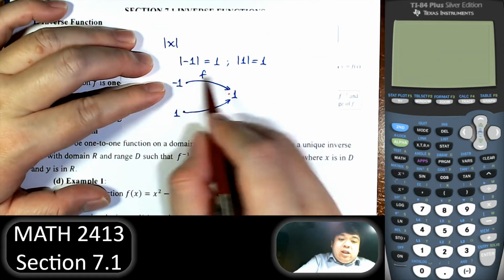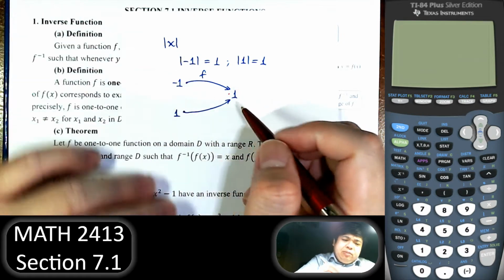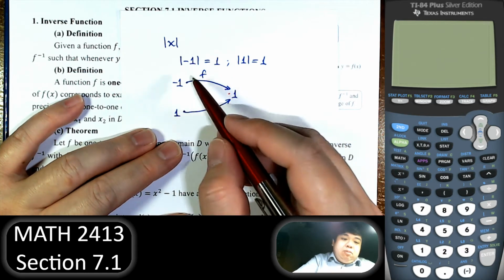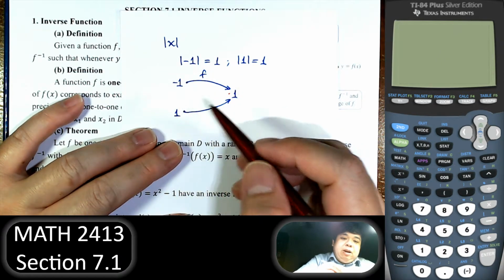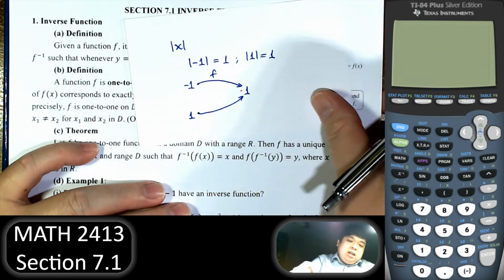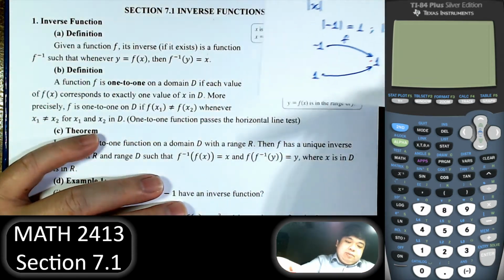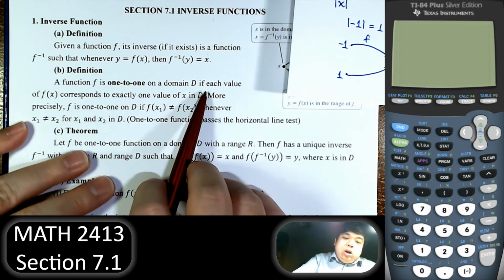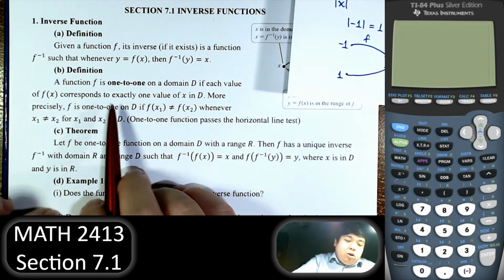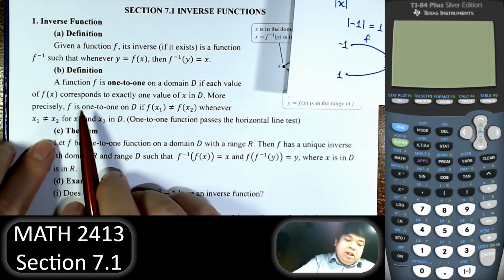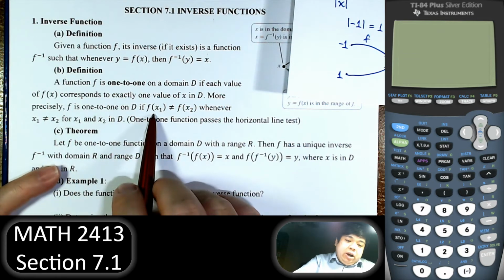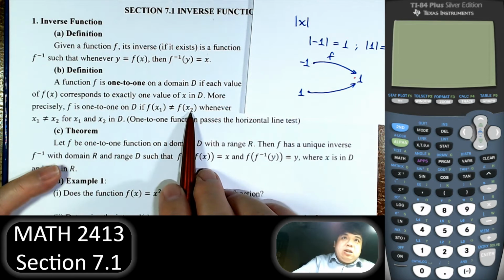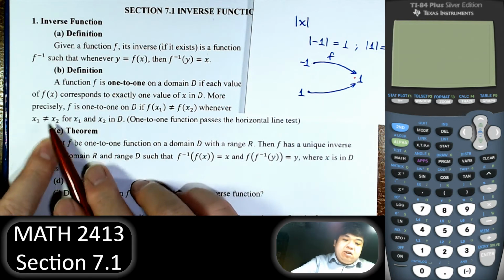I mean one x goes to one y, and if we have the same y values, the x values cannot be different. Right? So if there's one y, there's one x. So exactly this is what we say. A function is one-to-one if each value of f of x corresponds to exactly one value of x in D. More precisely, it is one-to-one if the y values are different whenever x are different.